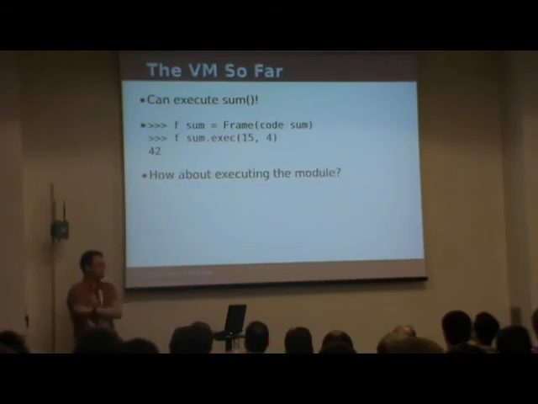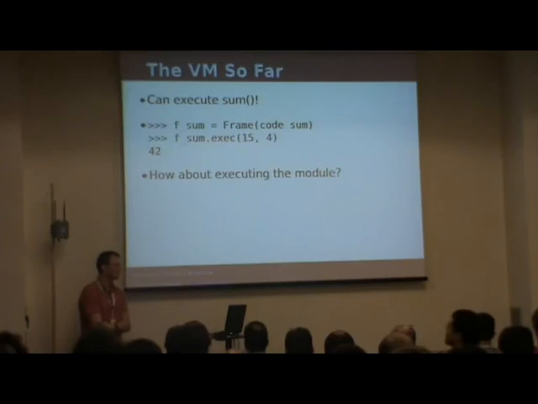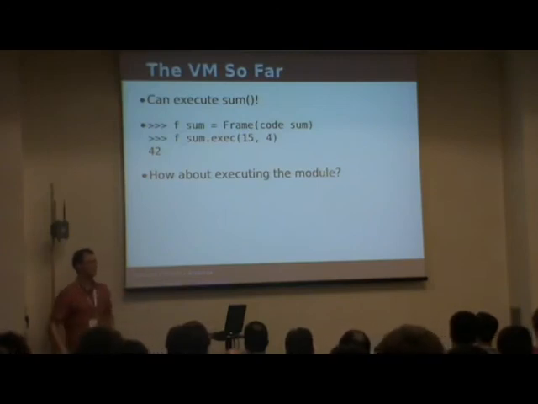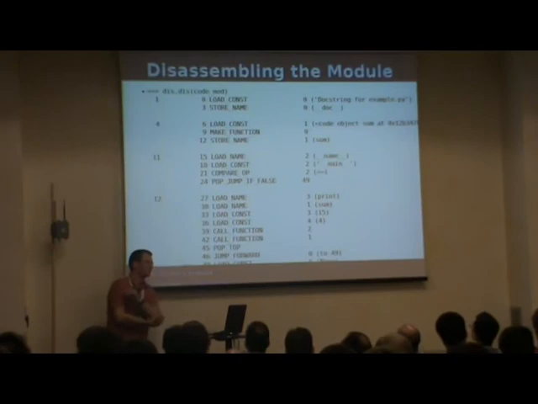So the tiny VM that I've been building so far can actually execute this method now. With this code, if you create a frame with the code object and execute it with some parameters, it comes out with the right result, and executes that entirely. So, time to look at the module. The module is a lot bigger, it doesn't fit on screen.